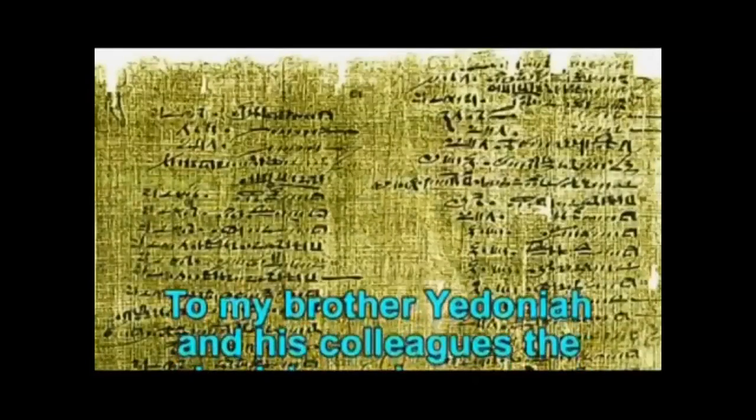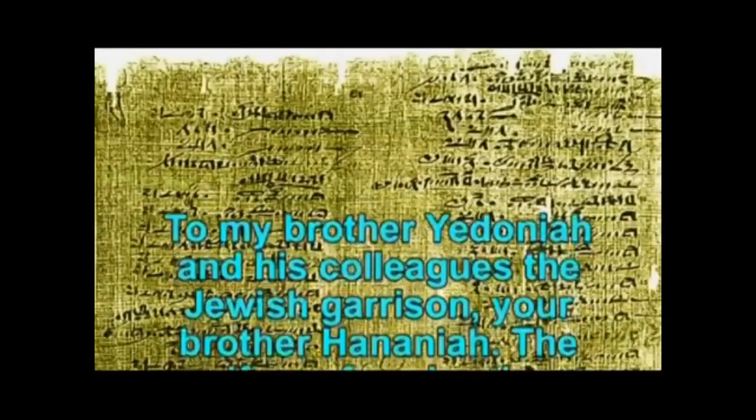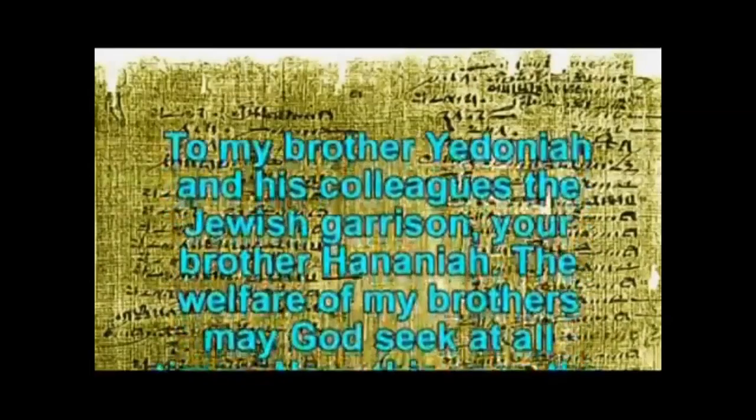Some have questioned the detailed interest, the detailed knowledge shown by the Persian court as recorded in the letters in Ezra. The details about the cult, the ritual, the practices that is shown by the book of Ezra. Is it likely, they say, that the Persian court, Zoroastrians to a man, would have such knowledge or even care? Well, the documents here at Elephantine show that the Persian court did know and did care, because among the documents found is one which says, "To my brother Yedaniah and his colleagues, the Jewish garrison, your brother Hananiah. The welfare of my brothers may God seek at all times.